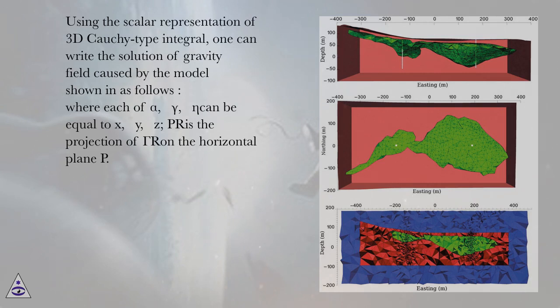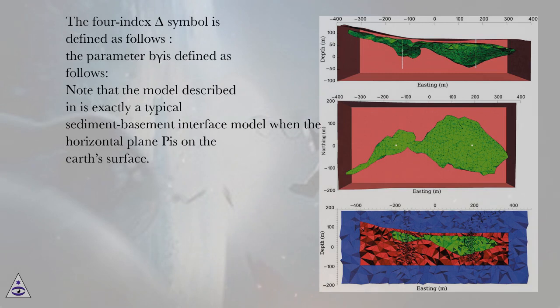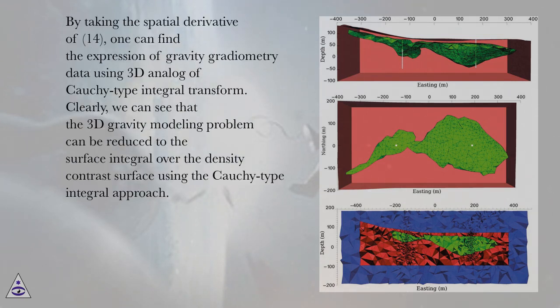Where each of alpha, gamma, eta can be equal to x, y, z, pre the projection of gamma rho on the horizontal plane P. The 4-index delta symbol is defined as follows. The parameter b gamma is defined as follows. Note that the model described in is exactly a typical sediment-basement interface model when the horizontal plane P is on the Earth's surface. By taking the spatial derivative of 14, one can find the expression of gravity gradiometry data using 3D analog of Cauchy type integral transform.